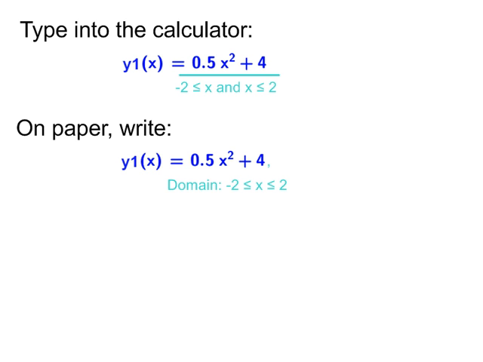Write the equation, then on a separate line, say that the domain, or as you probably see me abbreviate it in class, just write D colon and then -2 to 2. And you should be comfortable with our interval notation as well.